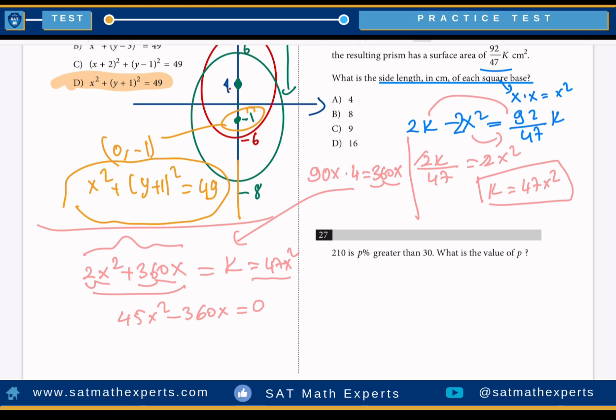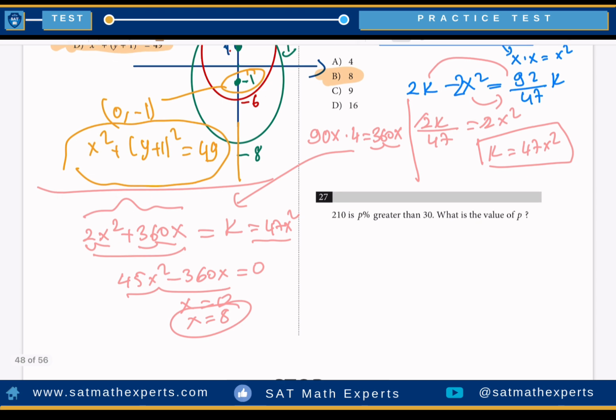From here, when you solve this quadratic equation, x equals 0 or x equals 8. So the correct answer will be 8 here. This is really one of the tough questions. I believe that if you solve these questions, you will get more score on the SAT, because most students are going to fail these questions.